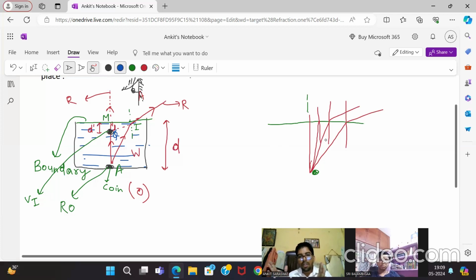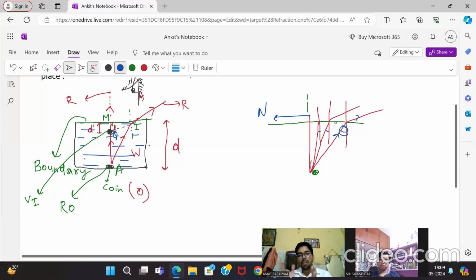When rays are very close, these are normal rays. And this is the ray in which case our angle of incidence is more. In this case only, here the angle of incidence is more. Clear? So when rays are not closer, then the angle of incidence is very high.